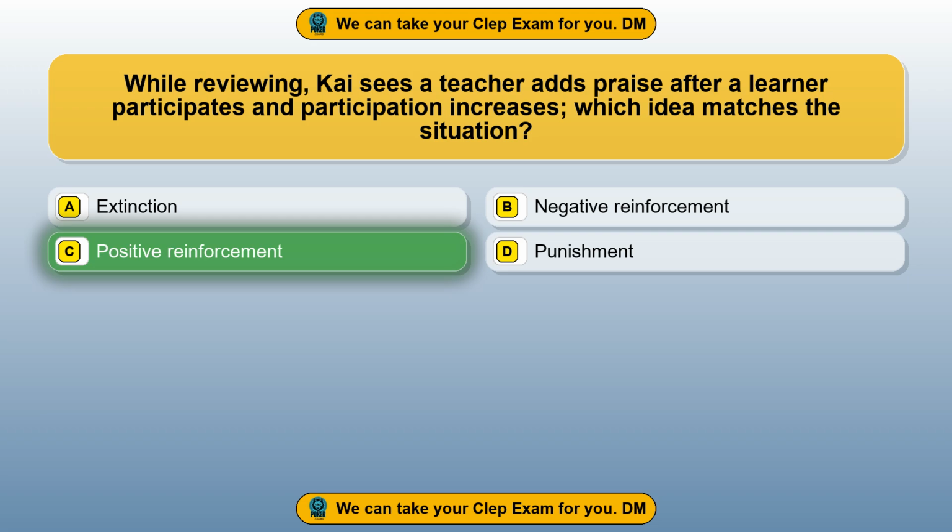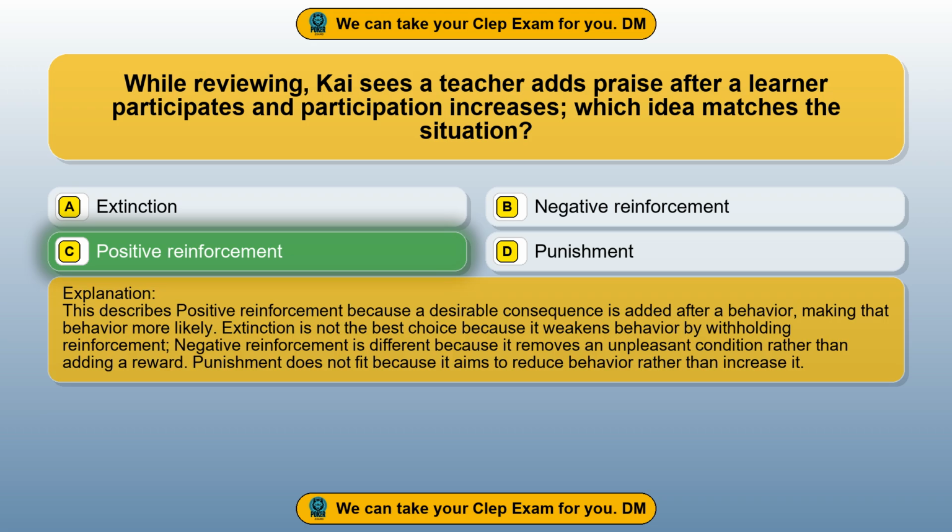Positive reinforcement. This describes positive reinforcement because a desirable consequence is added after a behavior, making that behavior more likely. Extinction is not the best choice because it weakens behavior by withholding reinforcement. Negative reinforcement is different because it removes an unpleasant condition rather than adding a reward. Punishment does not fit because it aims to reduce behavior rather than increase it.